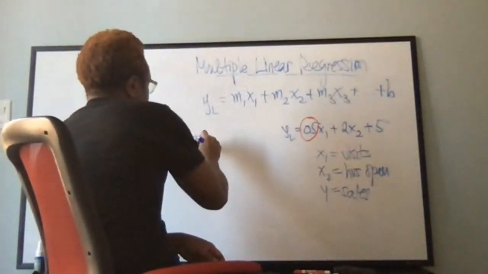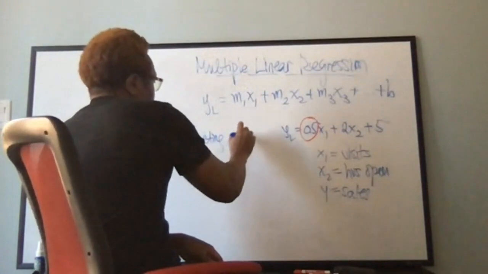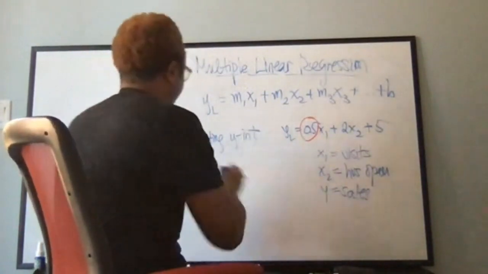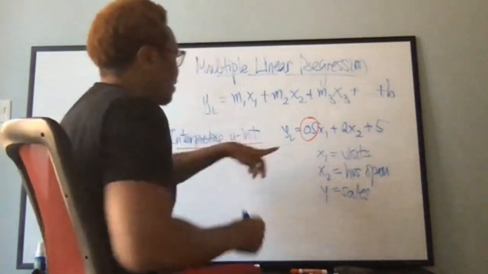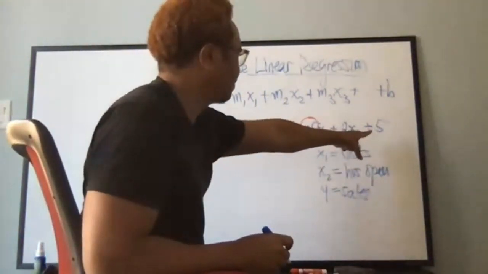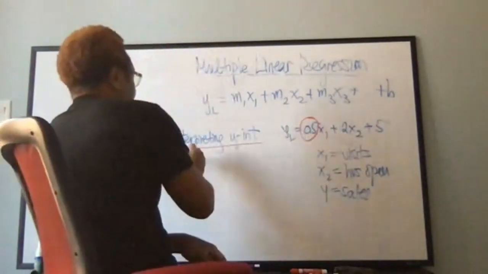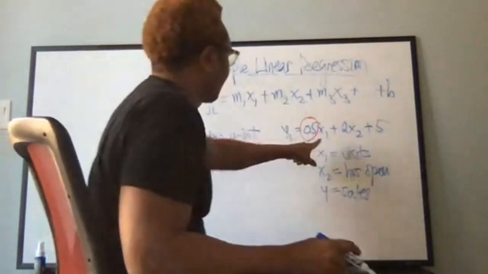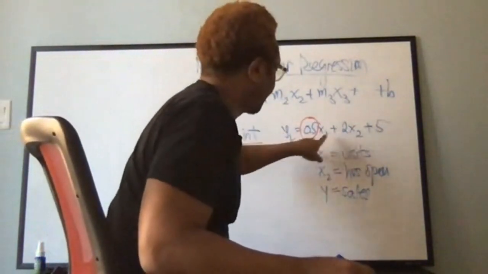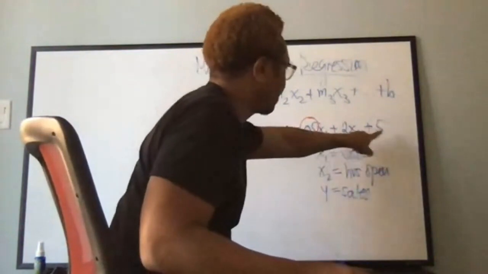Interpreting y-intercept. Okay, so this is the situation where the y-intercept here is the 5. You see the 5 right here? So essentially it is 0, 0, 5. This is the first variable, 0, 0, 5.